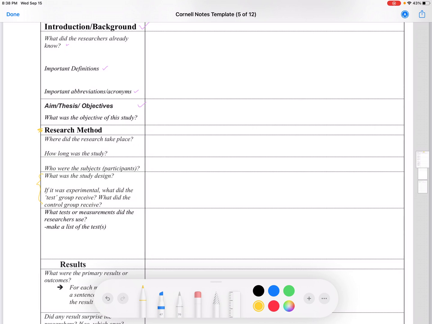They might use the word longitudinal. You hear the word long? It might be a long term where they observed patients over the long term. So find the name of that study design.